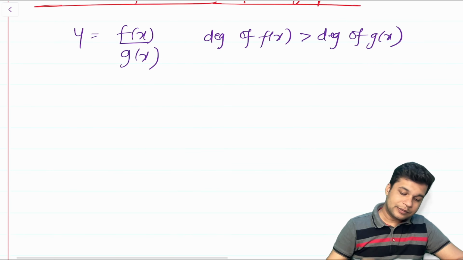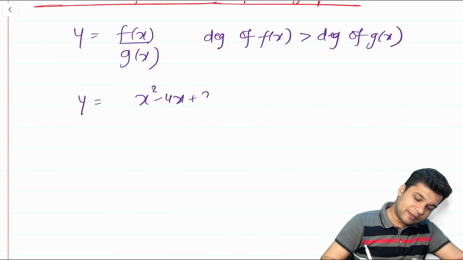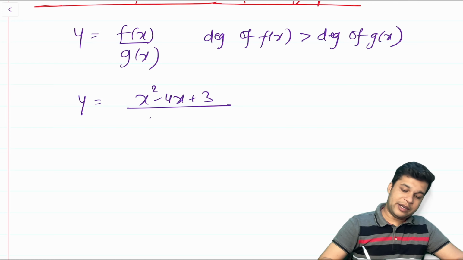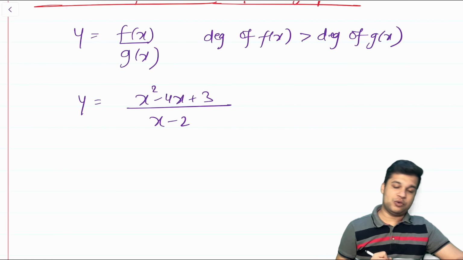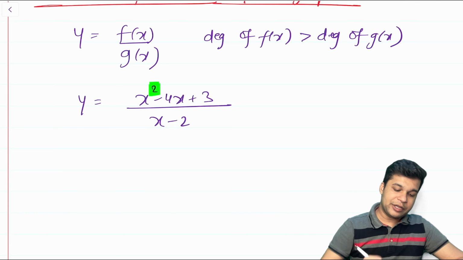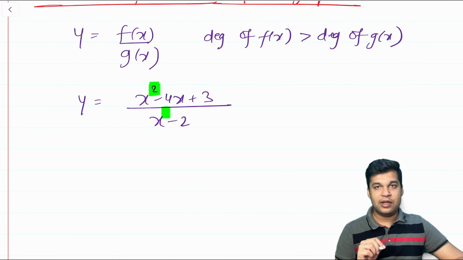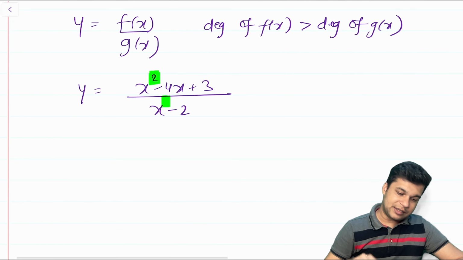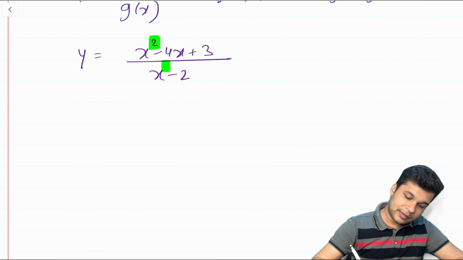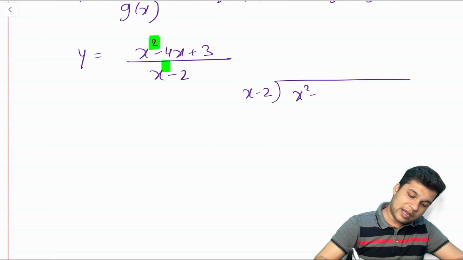For example, let's say you have a function y equal to x square minus 4x plus 3 in the numerator, and in the denominator you have x minus 2. Let's say this is your function. Now what is the degree in the numerator? It is 2. What is the degree in the denominator? 1. So how do you find the oblique asymptote? Very easy. Let's divide them. Let's do the long division. So x minus 2, x square minus 4x plus 3.